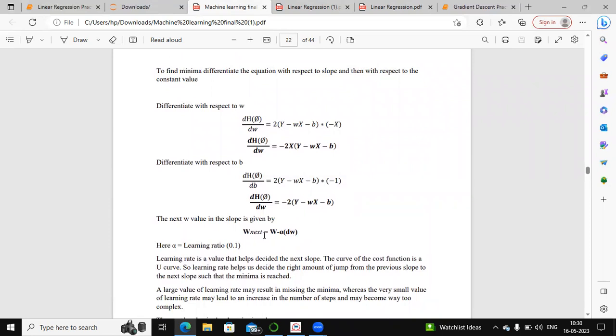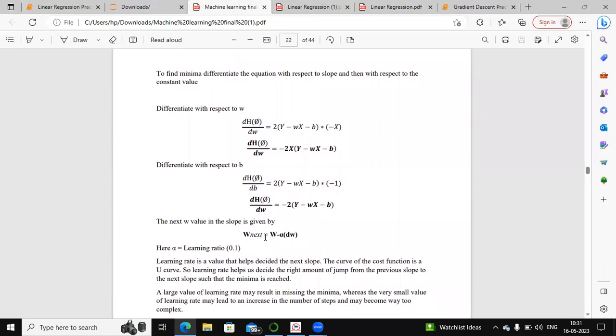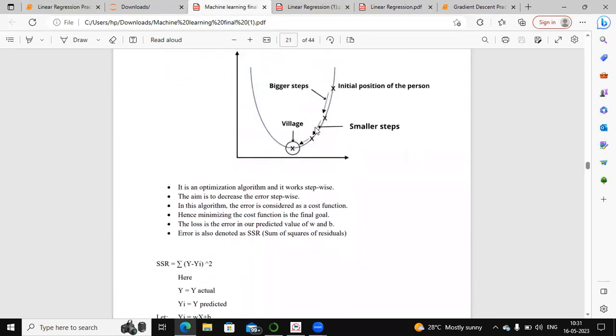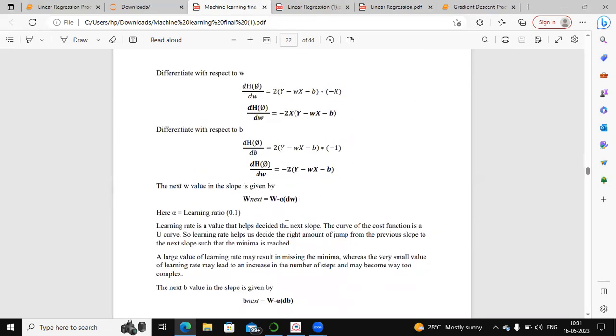The next W, the next slope value, will be the current slope value minus the learning rate into the differentiation dW, the differential of the current slope value. So this is the slope value equation. Now what you will get is that the learning rate is a value that helps decide the next slope. So alpha is going to decide what the next slope is.